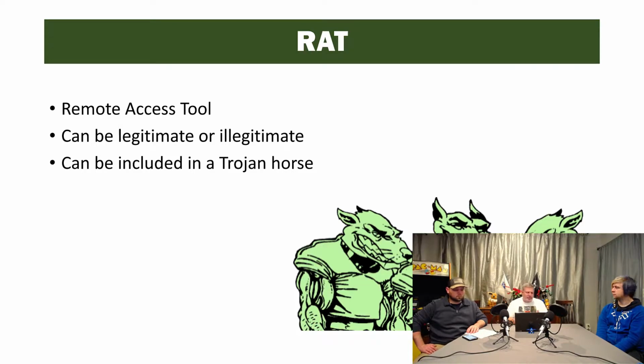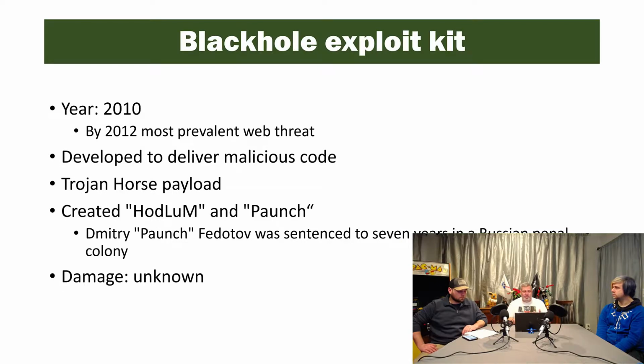I think I may have had one in here. Black Hole Exploit Kit came out in 2010. By 2012, it was the most prevalent web threat, developed to deliver malicious code. It was created by a guy named Hodlum and Paunch. Paunch was sentenced to seven years in a Russian penal colony, which does not sound fun at all. That sounds like breaking rocks up and probably gluing them back together to break them back up again. Hodlum never got caught, but Paunch did.